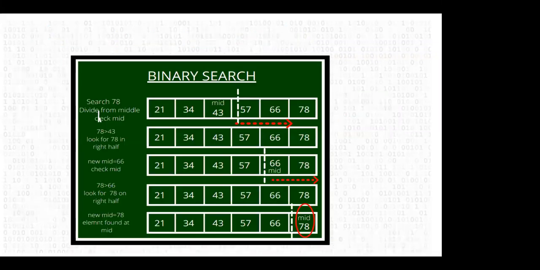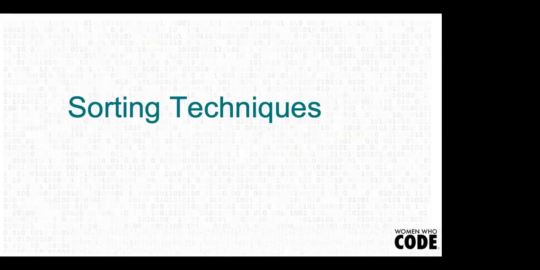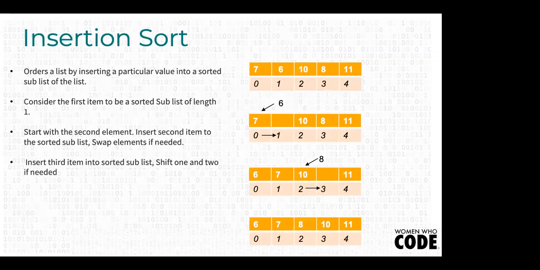Cool. Let's get to the sorting techniques here. The first one we'll look at is insertion sort. Insertion sort works on this concept where you order a list by inserting a particular value into a sorted sublist of the list. What that means is you have a sorted sublist, and you keep adding elements to the sorted sublist in a sorted way. Let's see how that happens.